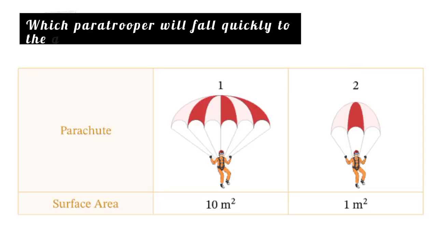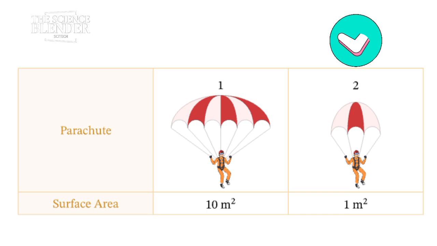Now, let's check your learning. What do you think, which paratrooper will fall quickly to the ground? Yes, you are right. The paratrooper with the parachute having less surface area, that is 1 meter square, will fall down quickly due to less air resistance, while parachute number 1 will fall down slowly.